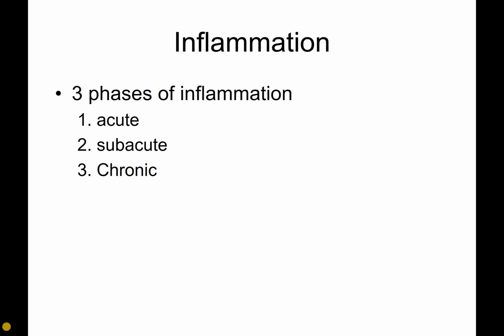Inflammation has three different phases to it. The first phase is acute. That is onset of injury up to about 3 days. Subacute is about day 4 to 14, and then chronic is day 14 and on.